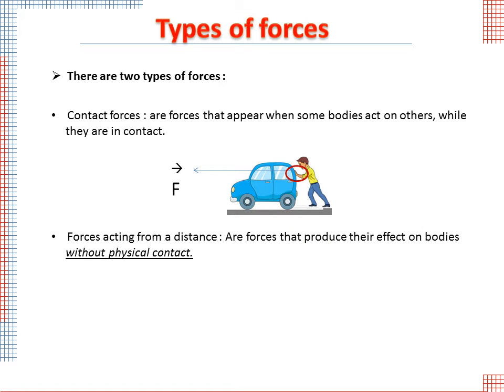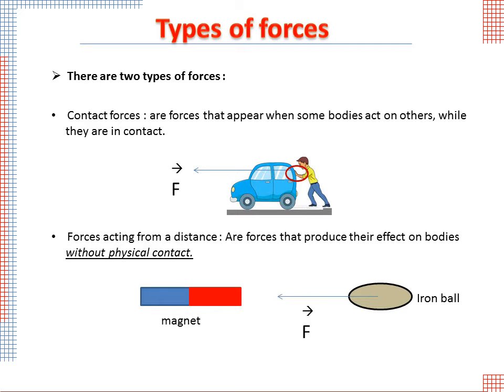Forces acting from a distance are forces that produce their effect on bodies without physical contact. Example, we have a magnet and iron ball. The magnet attracts the iron ball by a force F. There is no contact between the magnet and the iron ball. The magnet attracts the iron ball at a distance. This force is magnetic force. The point of application of this force is center of gravity.